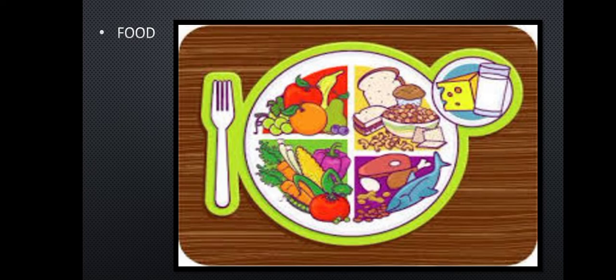We need food to live. This food comes from different types of living things, such as plants and animals. So, living things need food to live, and the food is also a part of our environment. We get food from plants as well as from animals.